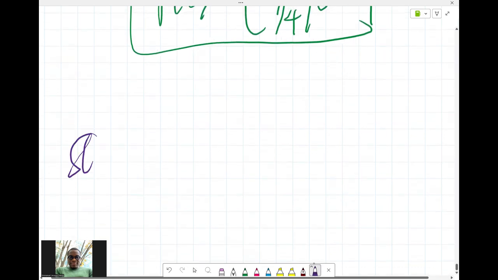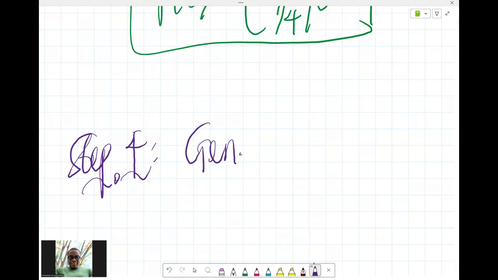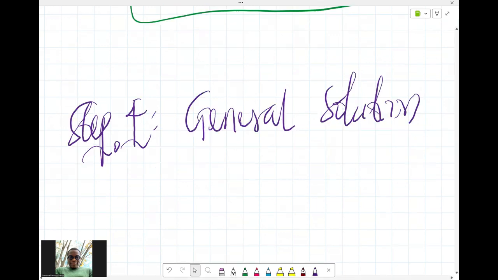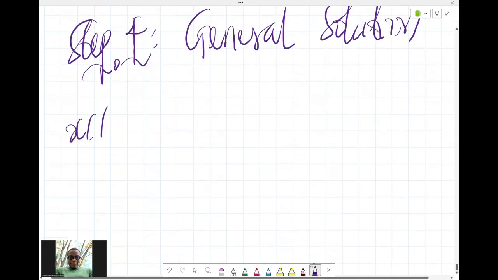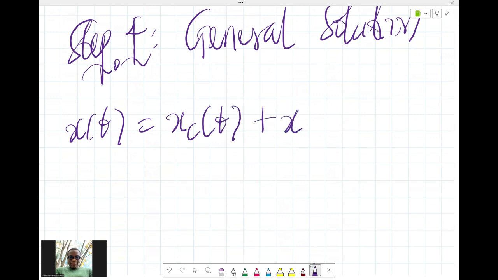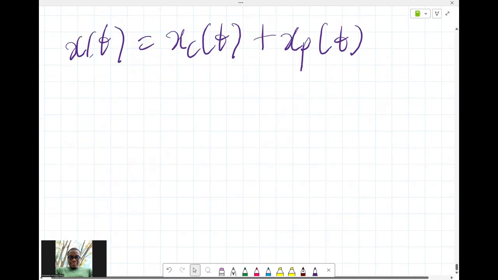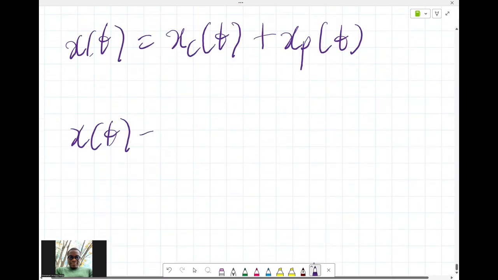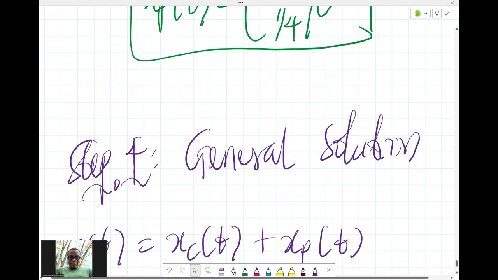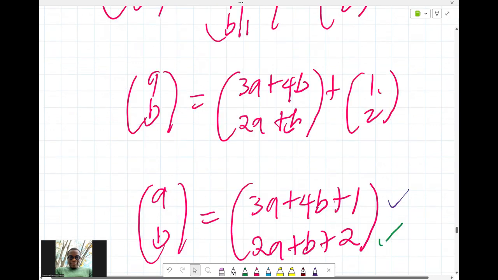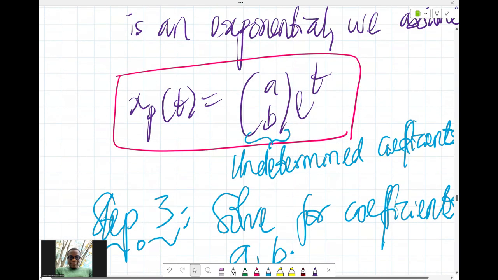With this in place, we can have the general solution finally. That's step 4, I think. Step 4, we can have the general solution. We know the general solution is x of t, which is xc of t plus xp of t. So we can put both together. So x of t is equal to, what is xc of t again? If you still remember, it was a long time ago.